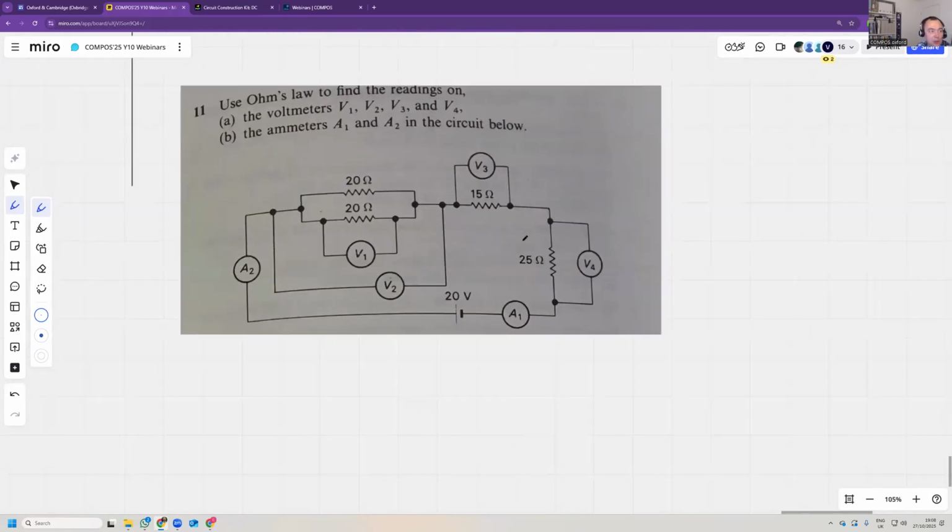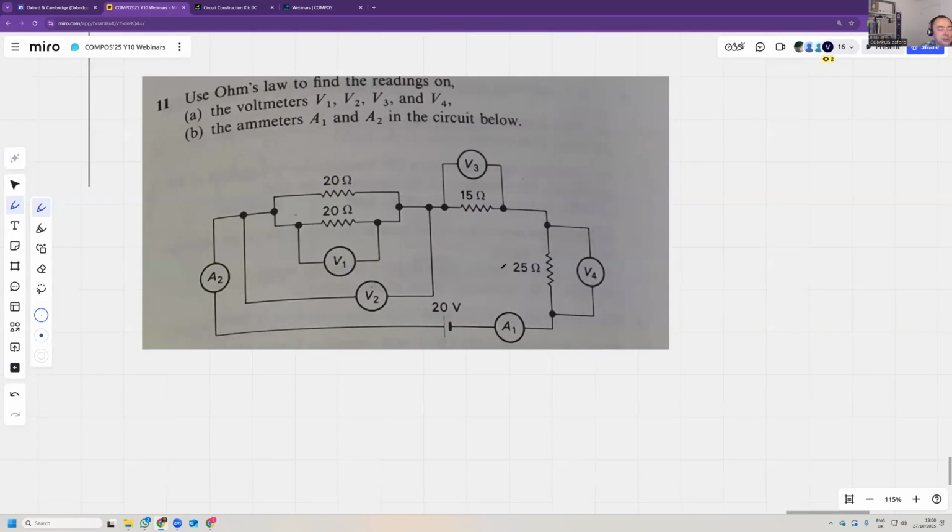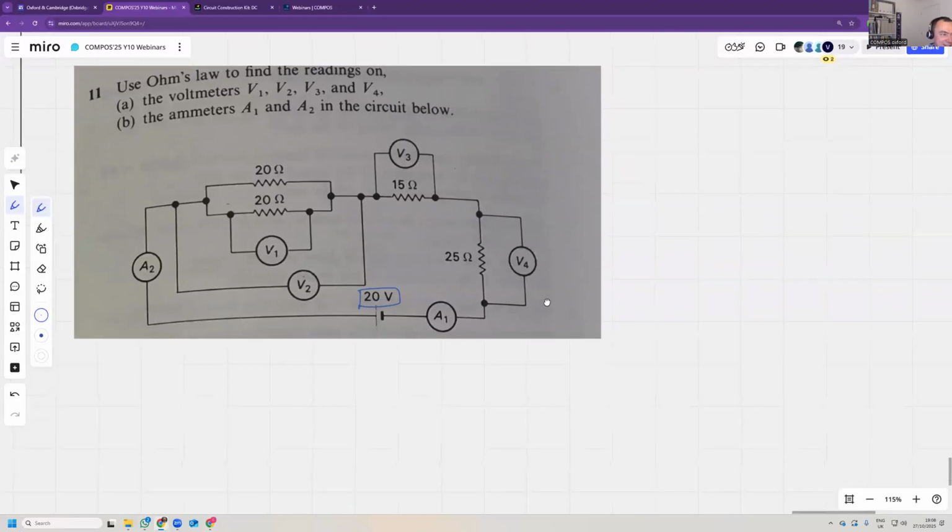And use Ohm's law to find the readings on the voltmeters V1, V2, V3, and V4. Now, let's have a look. What do we have here? So we have 20 volts here. And okay, so we need to find voltages. Cool. We just need to solve this circuit effectively.